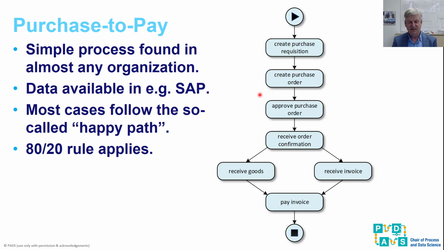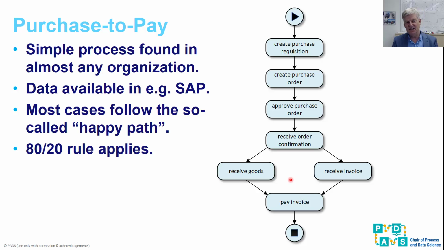So in this simplified model, there are, let's say, 4 sequential activities. Then we have receive goods and receive invoice, which can happen in any order. So you should read this as a partial order. And after receiving the goods and after receiving the invoice, we pay the invoice.